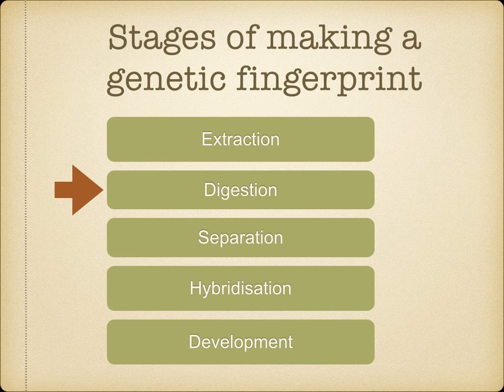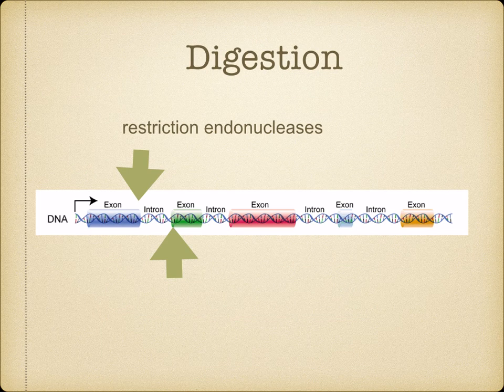Then the next stage is digestion. The DNA is cut into fragments using restriction endonucleases. The endonucleases are chosen for their ability to cut close, but not within the group of core sequences.